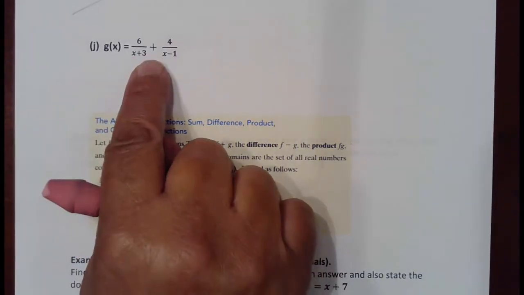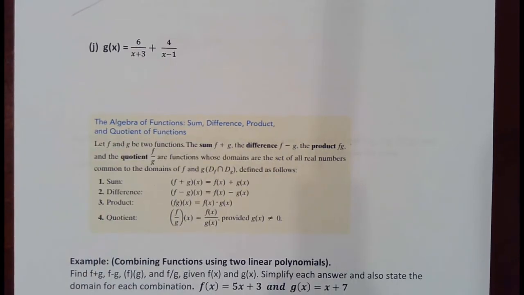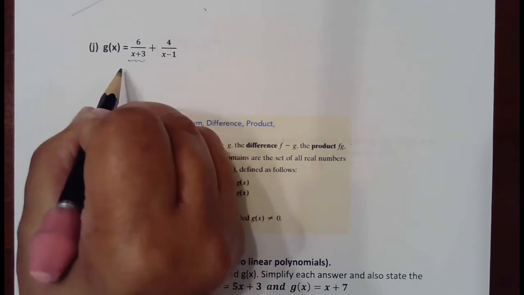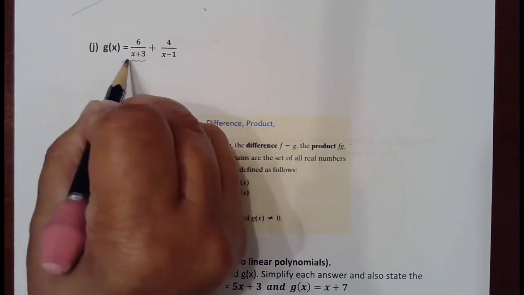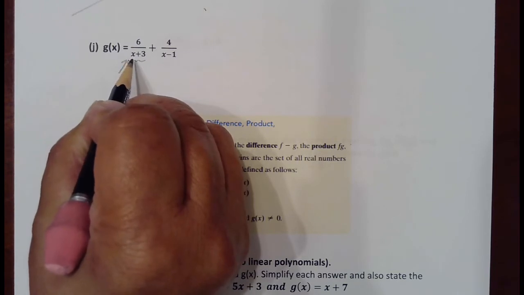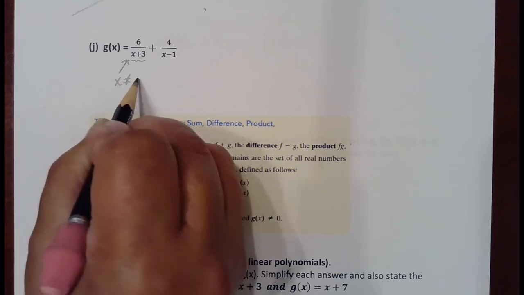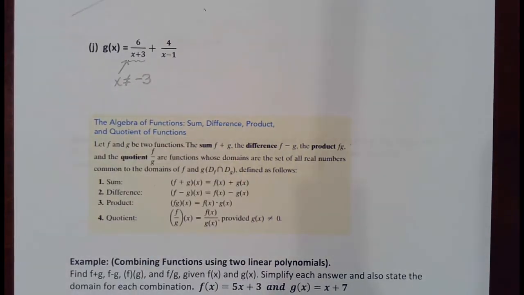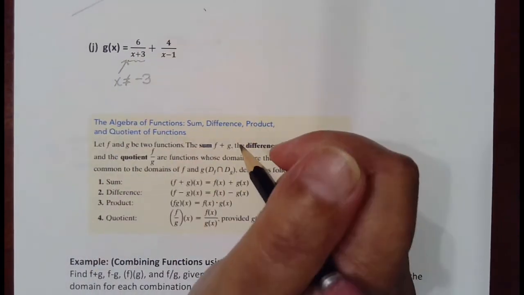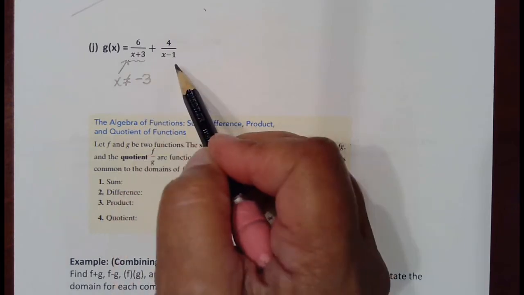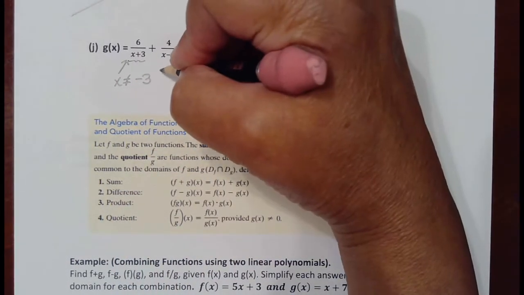Here they have the sum of two fractions. And since both of these have a denominator, we're going to have to protect both of the denominators. You see that this denominator has x plus 3. So the one value that would cause a 0 in this denominator and therefore is not allowed is the value x equal to negative 3. We cannot use the value x equal to negative 3 because it would zero out that denominator and make this fraction undefined.